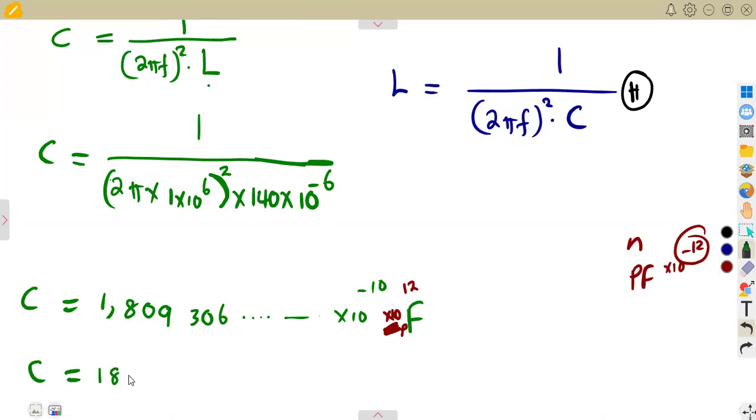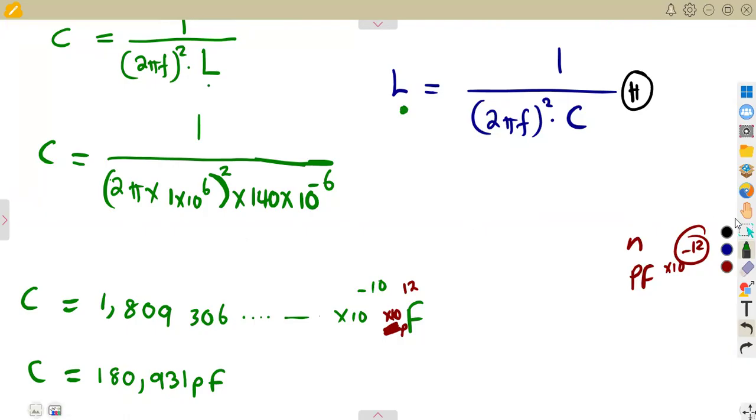So you're going to obtain 180,931 if your calculator is fixed to 3 decimal places. This is the value that is automatically going to be in picofarads. So that is how you calculate this. From this, you can even calculate the inductance, if it was asked, using this formula.